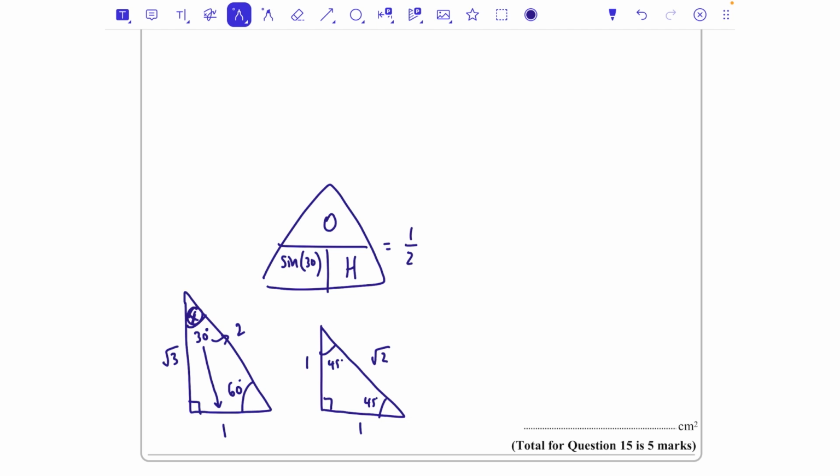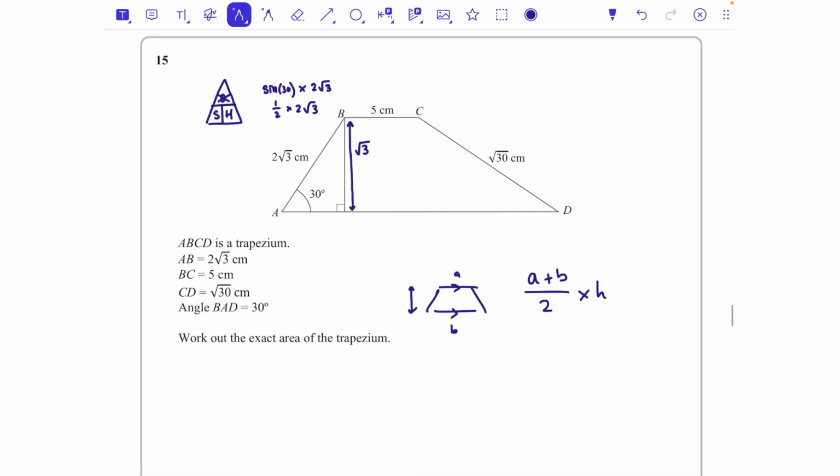You just need to either do opposite divided by hypotenuse, or adjacent divided by hypotenuse if it's cos, or opposite over adjacent if it was tan. That would help you to remember any of them. Okay, quick side note there. Right, back to the question.